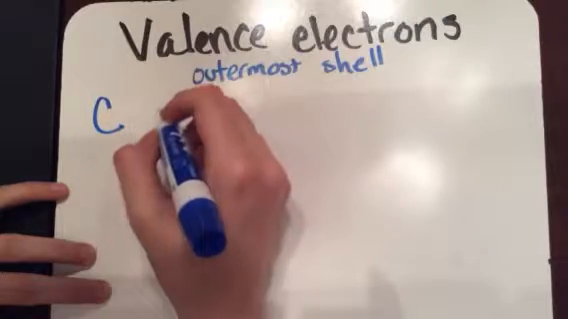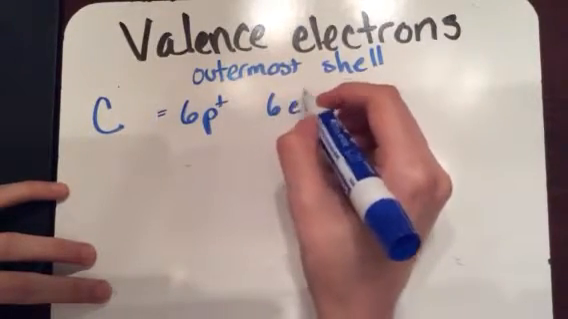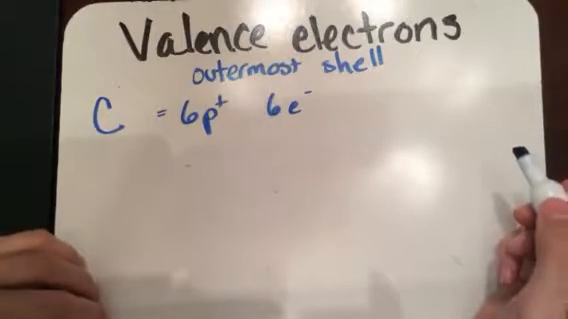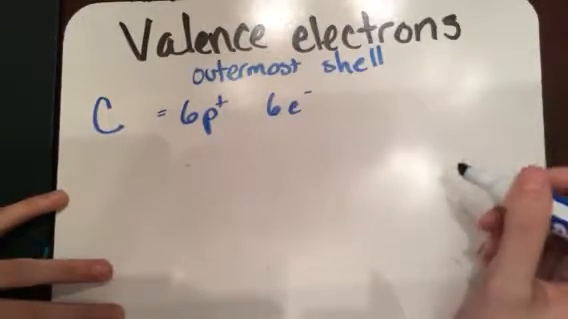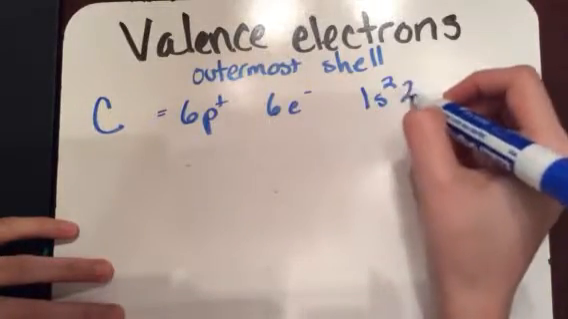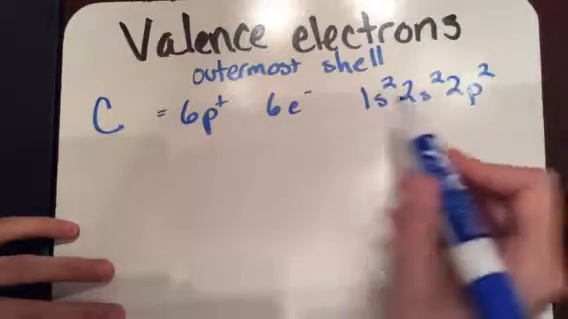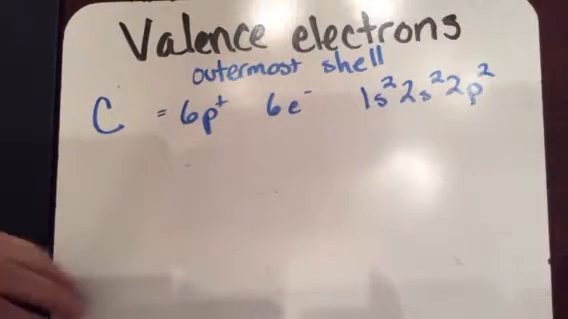Carbon has 6 protons and 6 electrons. That's the neutral form of carbon. And if we did the electron configuration for it, it would be 1s2, 2s2, 2p2, right? So that equals 6 electrons.